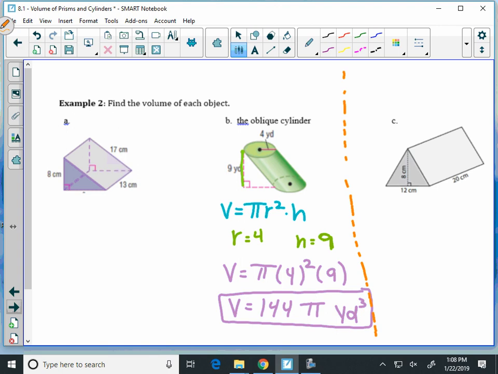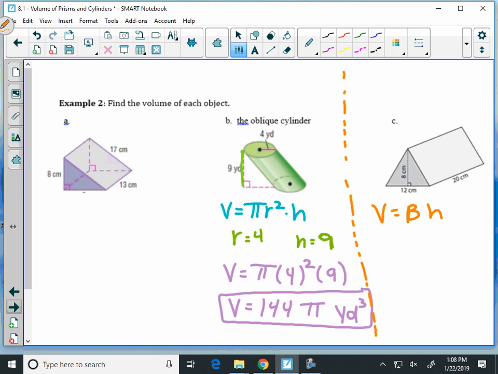If we take a look at C, what kind of figure do we have? Do we have a cylinder or do we have a prism? Prism, yeah. One way to know you don't have a cylinder is there's no circle. Okay? So we know it's a prism. So let's write down the formula for volume of a prism. What is the formula for volume of a prism? Area of the base times height. Big B times your H. Okay? So we have to find those two things.